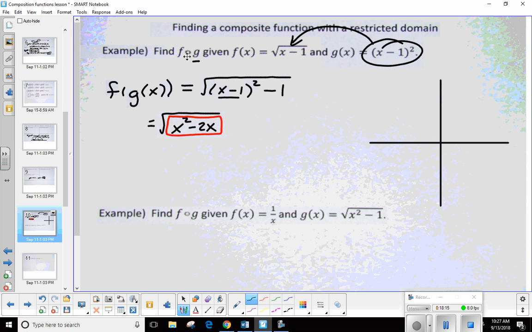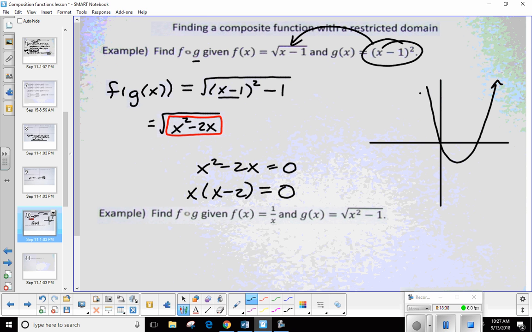Can anybody tell me about x squared minus 2x? Remember, this is what we're focusing on. Forget about the square root. What are its roots? 0 and 2, yes. If I were to set this equal to 0, we could easily see, we could pull out a GCF, x can't be 0 and x can't be 2. So we're probably going to have a graph that looks something like this. Okay. This is simply x squared minus 2x.